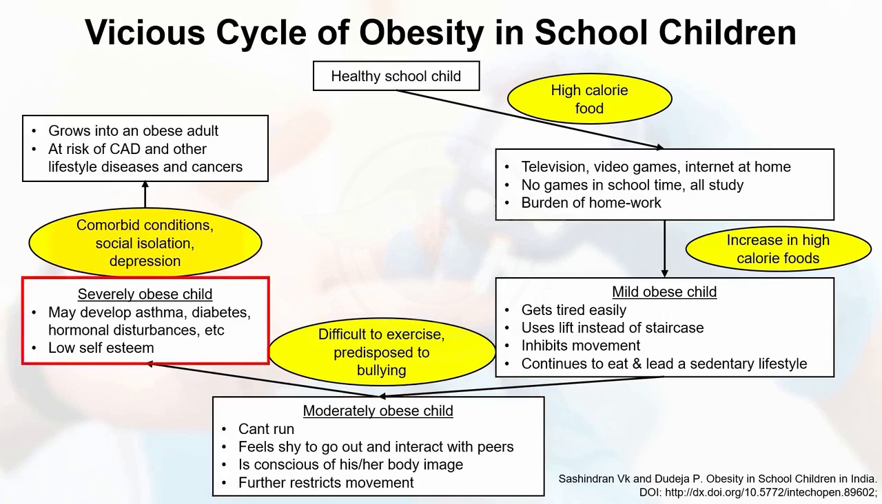And when the child is severely obese, he may develop asthma. I have many patients between the age groups of 14 to 18 who are type 2 diabetics. And now he starts getting hormonal disturbances. There's low self-esteem. And now he will grow into an obese adult. And this obese adult obviously is at a greater risk of type 2 diabetes and cardiovascular diseases.